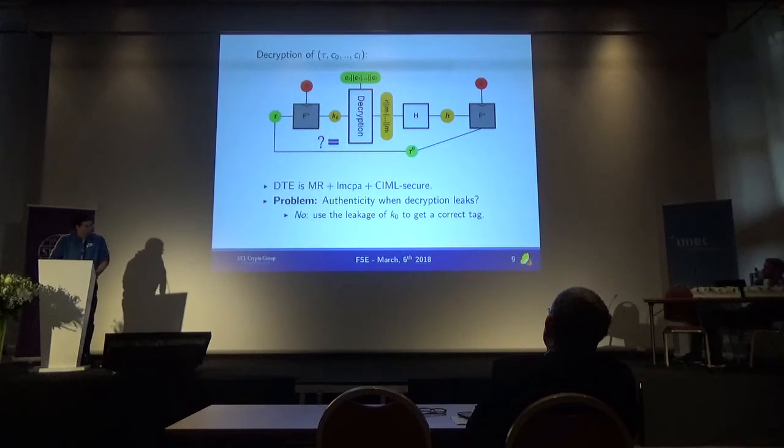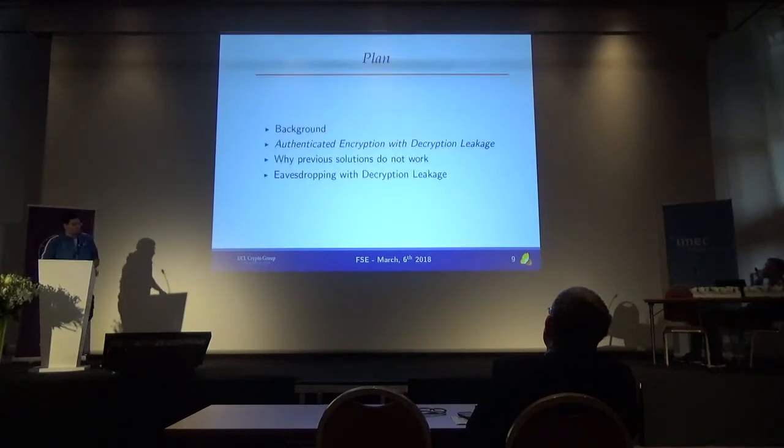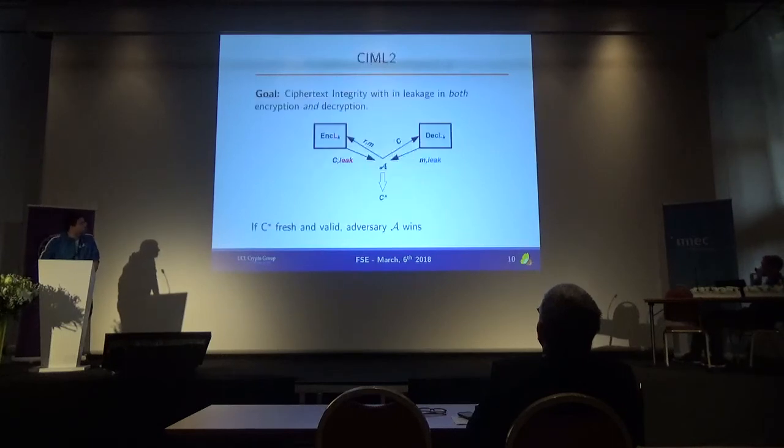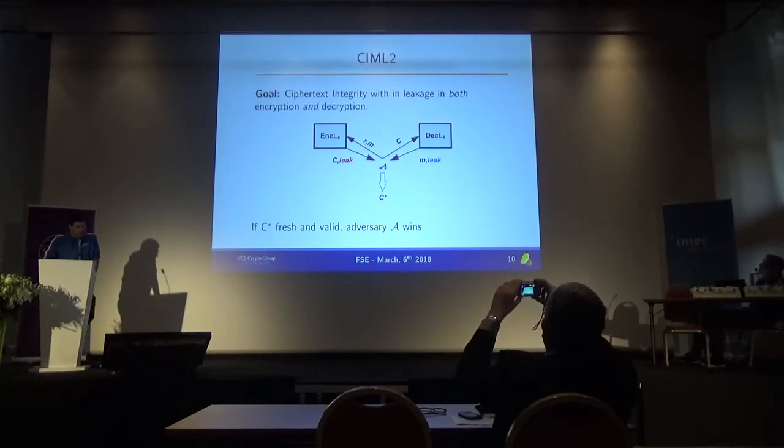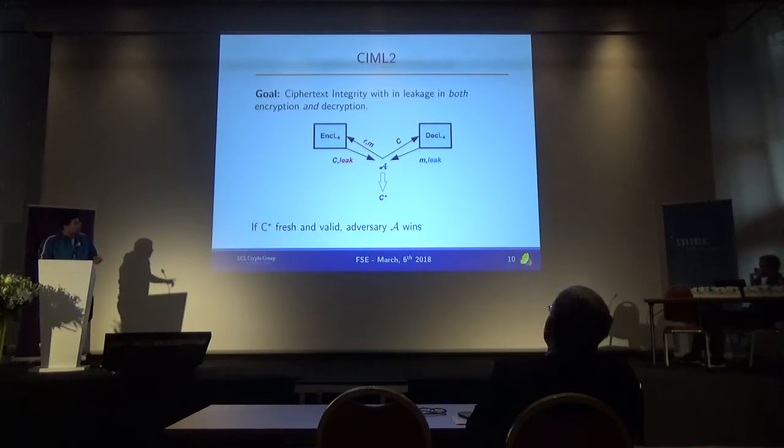Before solving this problem, I wanted to give you the new security notion, which is ciphertext misuse and leakage in both encryption and decryption. Now the adversary not only receives leakage when he asks encryption queries, but also when he asks decryption queries. So when the adversary asks a decryption of a ciphertext, we obtain the message, or invalid if it is not valid, and the leakage of this computation.